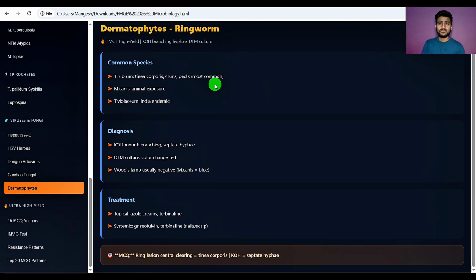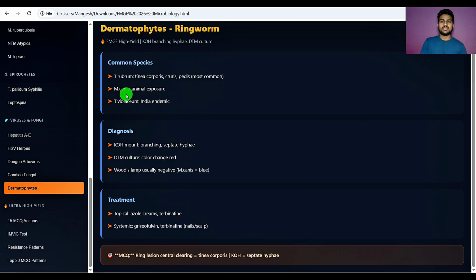Let's move toward the common species. Trichophyton rubrum is the common species. In Trichophyton rubrum there is Tinea corporis, Tinea cruris, Tinea pedis, and Tinea pedis is most common, because most of the time our feet are less hygienic, and that's where the fungus likes to grow. So this is what it is.